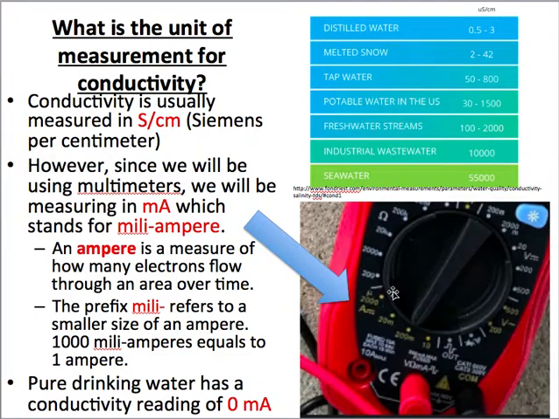Now, on our multimeters, we don't have this reading here. So we're going to be using another measurement called ampere. You can see right here, the A M. Ampere is a measure of how many electrons flow through an area over time. And milli is a smaller unit of an ampere. So 1,000 milliamperes equals 1 ampere. So we're going to be measuring in milliamperes, and we want to get it to as close to 0 mA as possible.